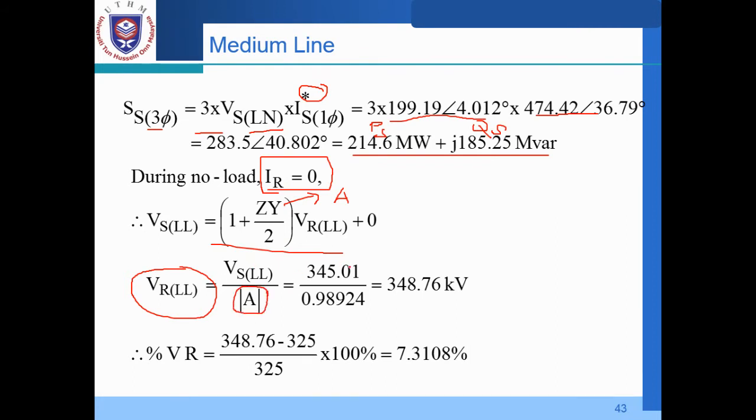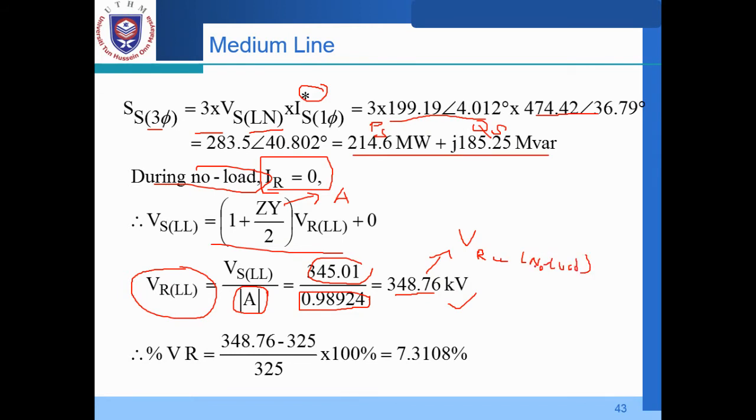So Vs line to line is what we calculated in the beginning of the analysis, and then this gives VR line to line 348.676 kV. Remember this is the V line to line during no load. So we can say that this is the value of VR line to line during no load.